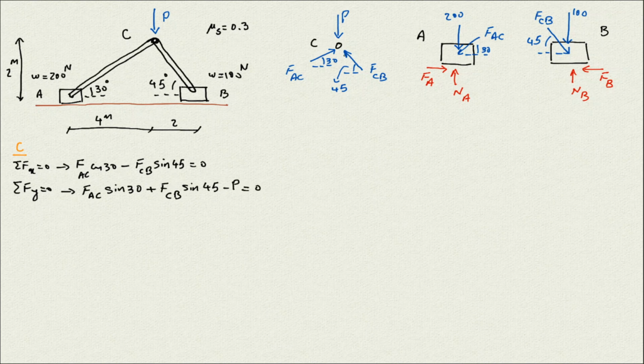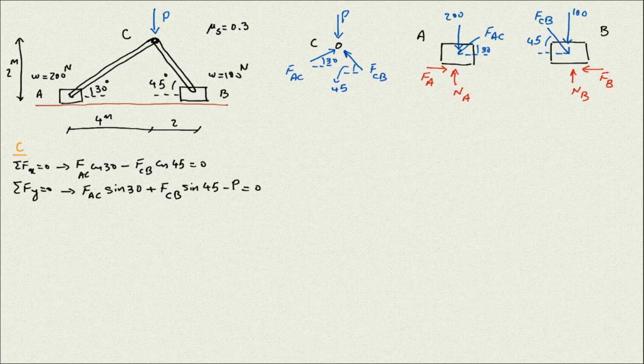So here also this one is cosine, so let me fix that. It's a cosine 45. So this is what we have at point C, for x and y.